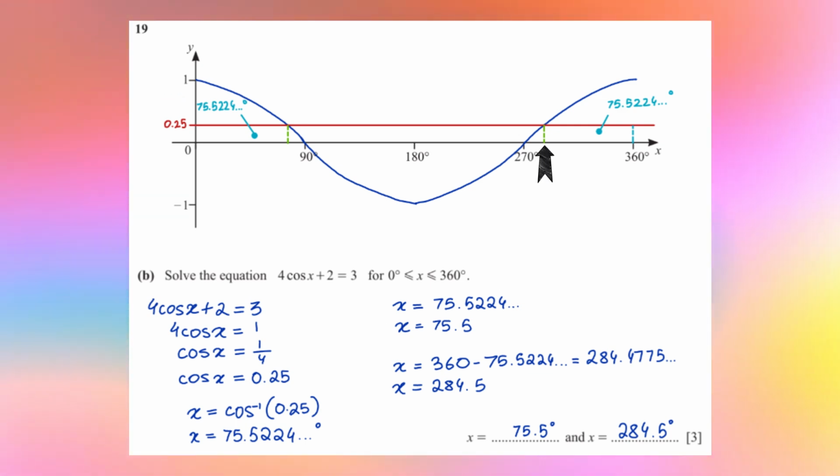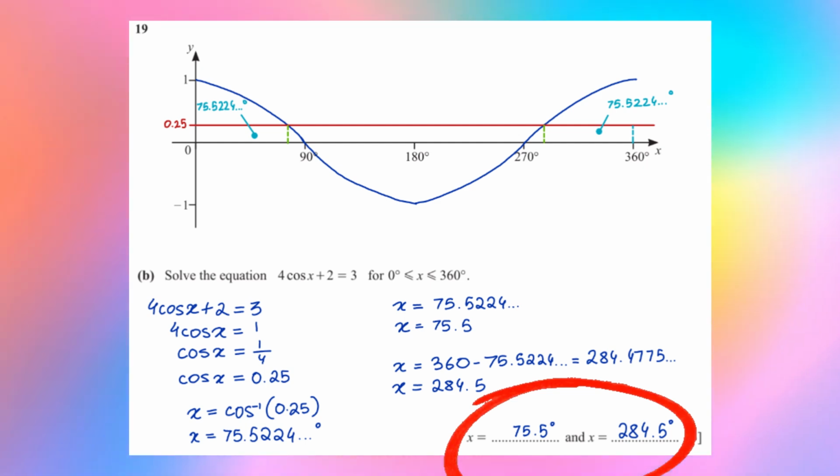To find this x-coordinate, we subtract 75.5224 and so on from 360, which is 284.4775 and so on. Rounding to one decimal place gives us x equals 284.5. So the answer is x equals 75.5 degrees and x equals 284.5 degrees.